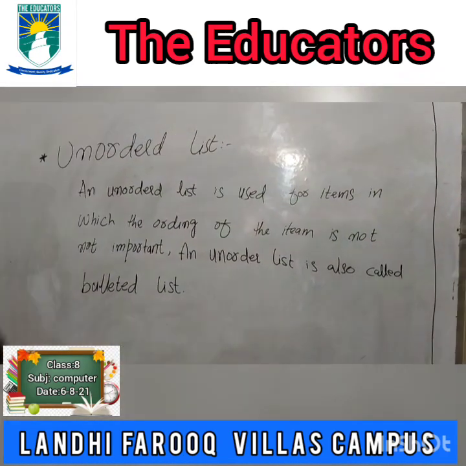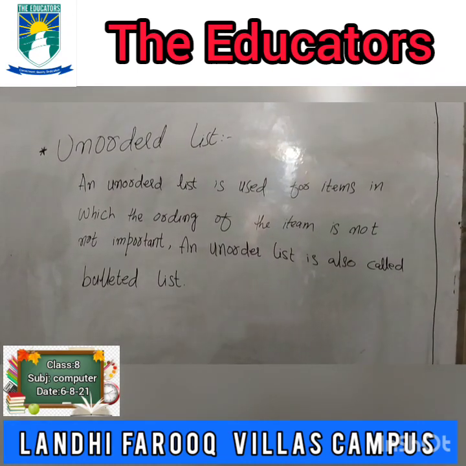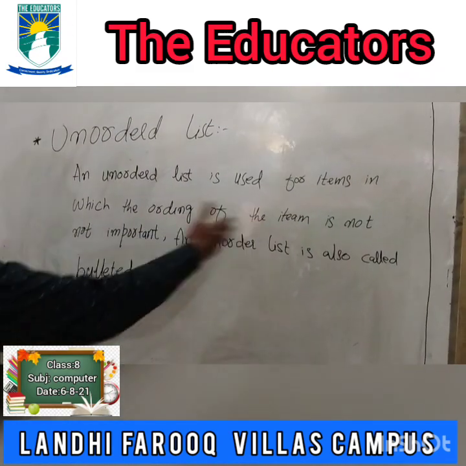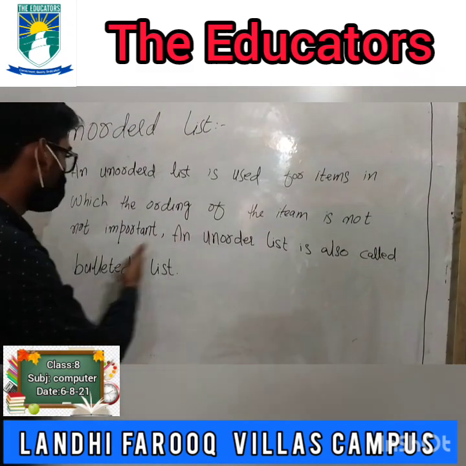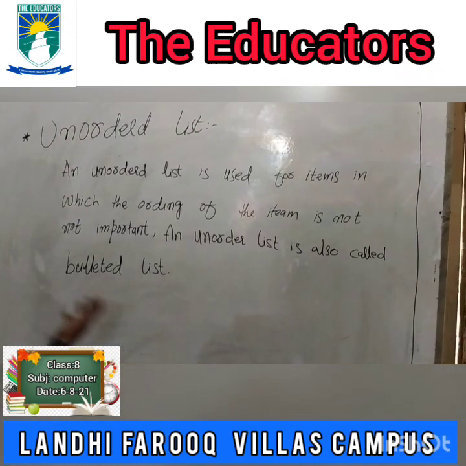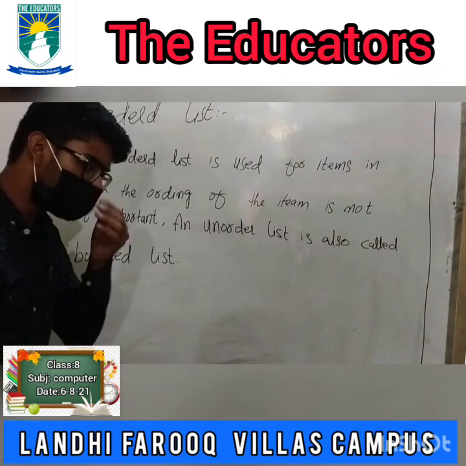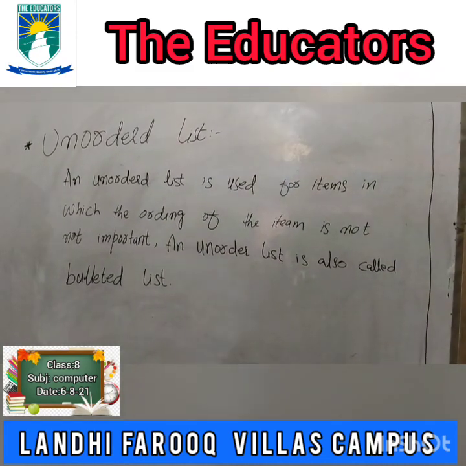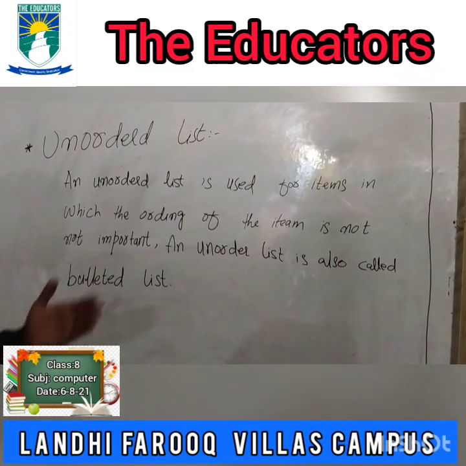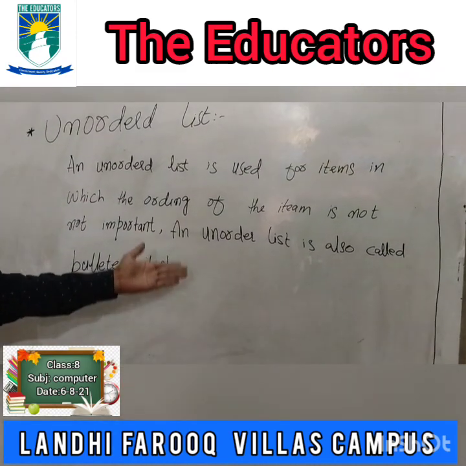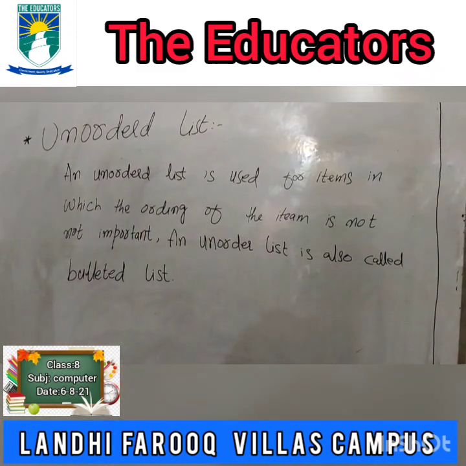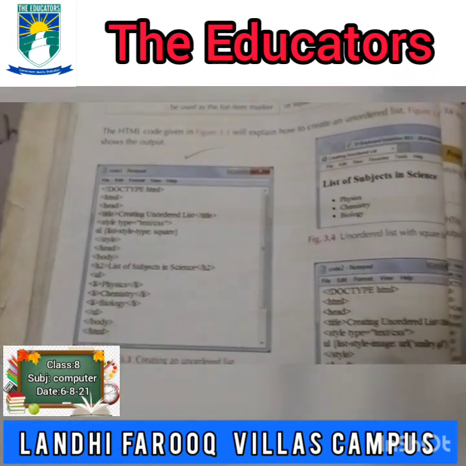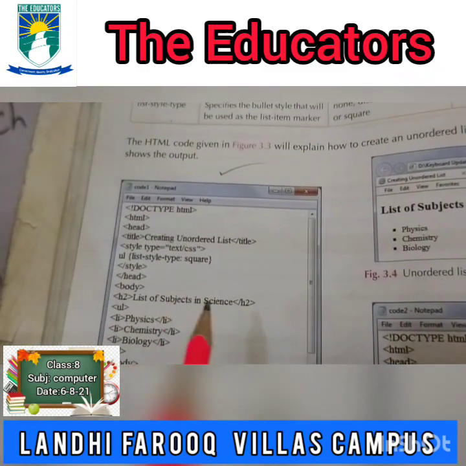Unordered list. We discuss the basic purpose of the unordered list. An unordered list is used for items where the ordering of the items is not important. An unordered list is also called a bullet list. Basically, the items are not connected with names or numbers, so we can easily use circles, smiley faces, and triangles, for example, to create the unordered list.